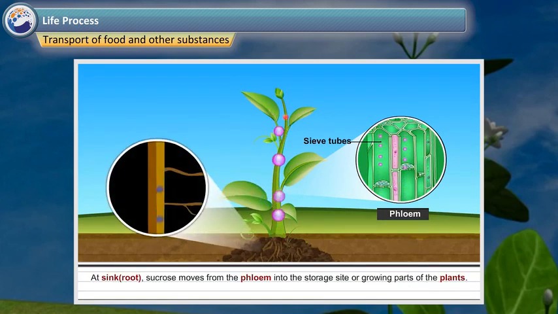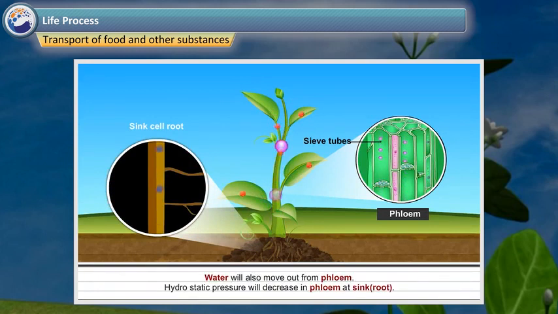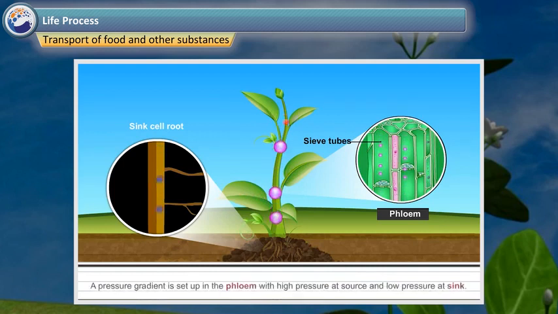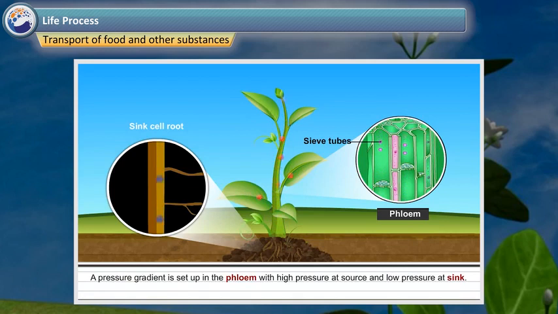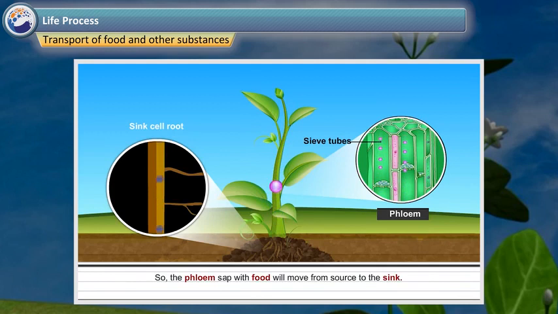At sink, that is at root, sucrose moves from the phloem into the storage site or growing parts of the plants. Water will also move out from phloem. Hydrostatic pressure will decrease in phloem at sink, that is at root. A pressure gradient is set up in the phloem with high pressure at source and low pressure at sink. So, the phloem sap with food will move from source to the sink.